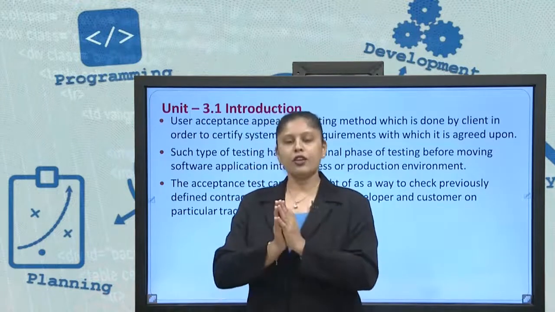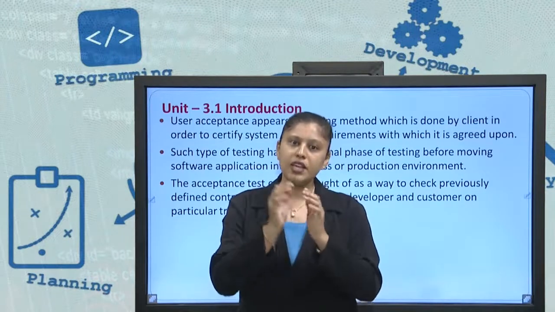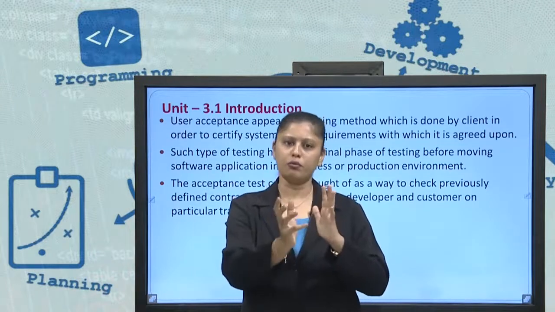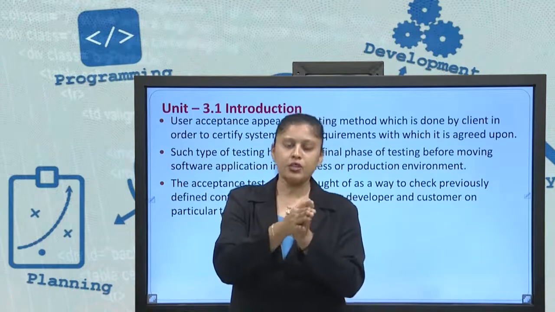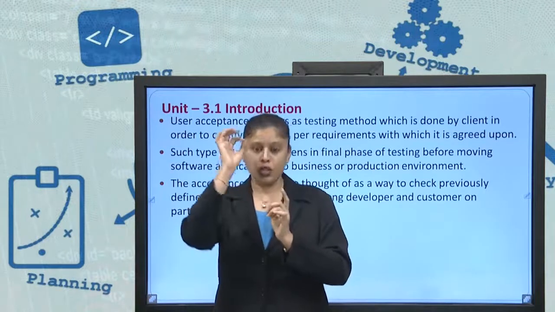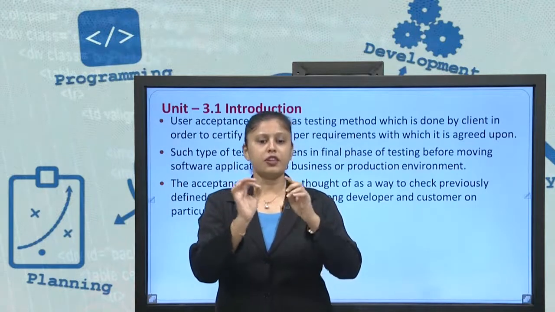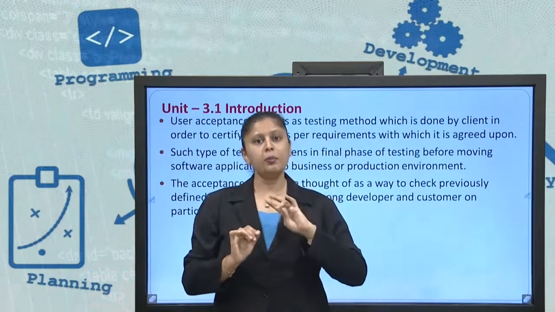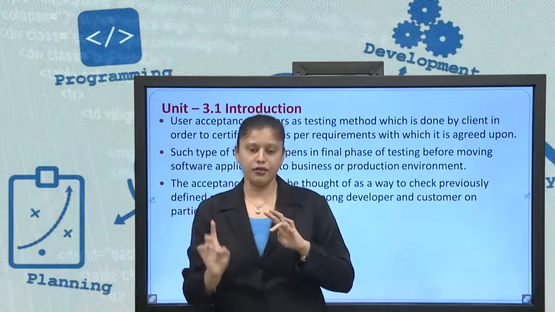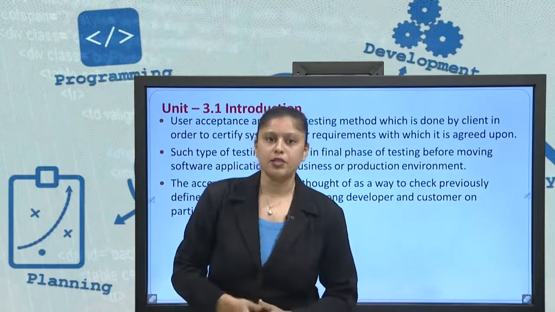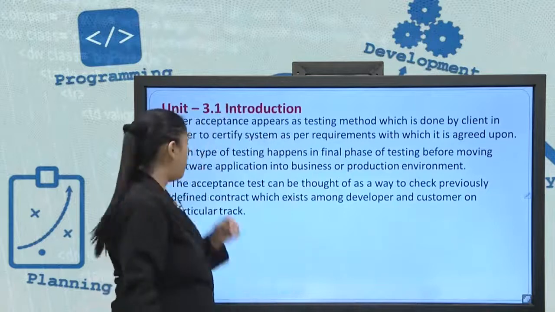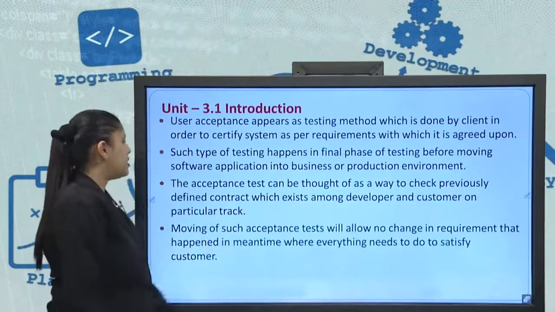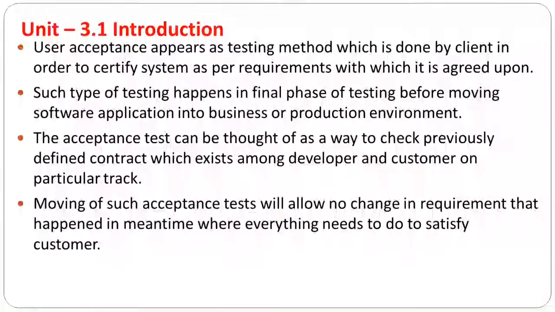That signing of the contract says that we will be giving such a product after maybe a few months, and whatsoever we have written and mentioned in that contract, that we will be giving the software with all these particular things, are all those things available with the software at the final phase? If yes, then that is called user acceptance testing, and we pass through that. Moving on, such acceptance tests will allow no change in requirements in the meantime, where everything needs to be done to satisfy the customer.